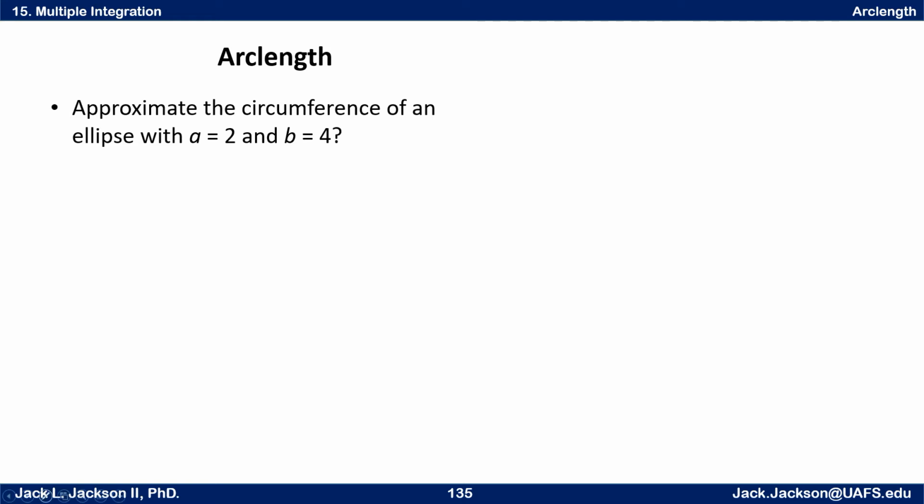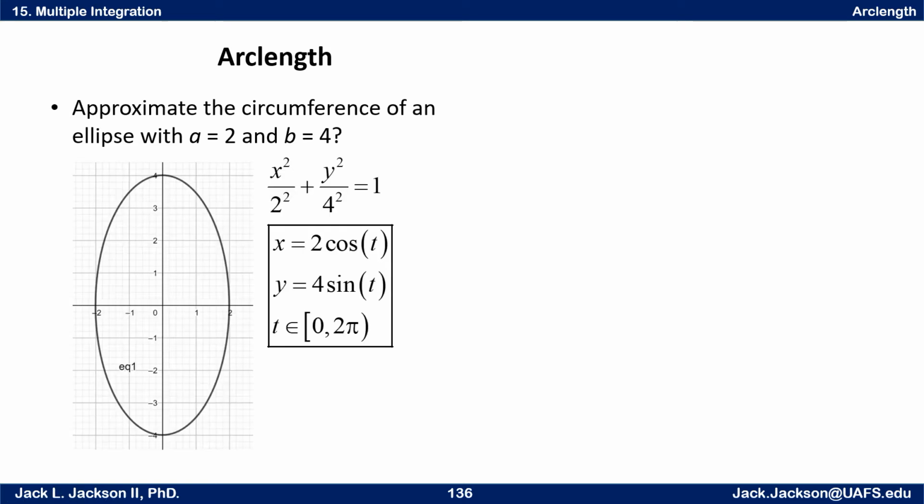Well, okay, first of all, let's see what we're talking about. Let's graph it. Here's one centered at the origin where a is 2 and b is 4. Remember that when I say that, I'm talking about this formula, x squared over a squared plus y squared over b squared equals 1. That would be an ellipse centered at the origin with a is 2 and b is 4. If you translate this, it's not going to change the circumference, so we might as well use this one.